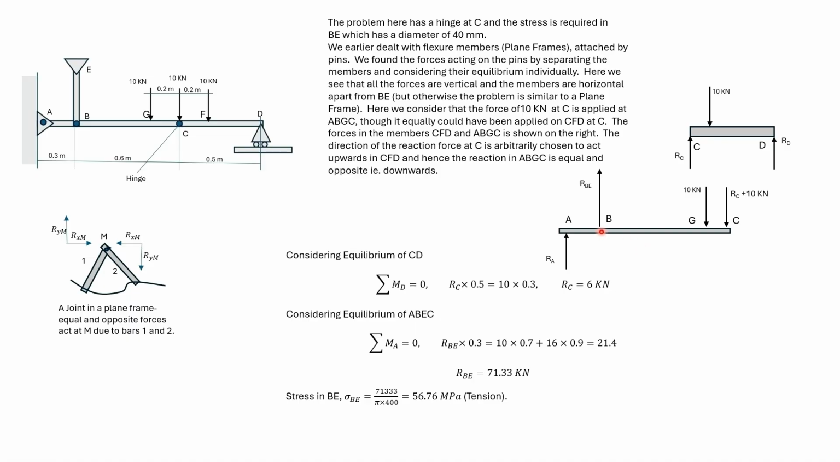Now, this force RPE is due to PE acting on ABEC. So the force that ABEC exerts on PE would be in the opposite direction. So PE would be in tension. We are required to find the stress in PE. So we have found the force and divided it by the cross-section area to find the stress.